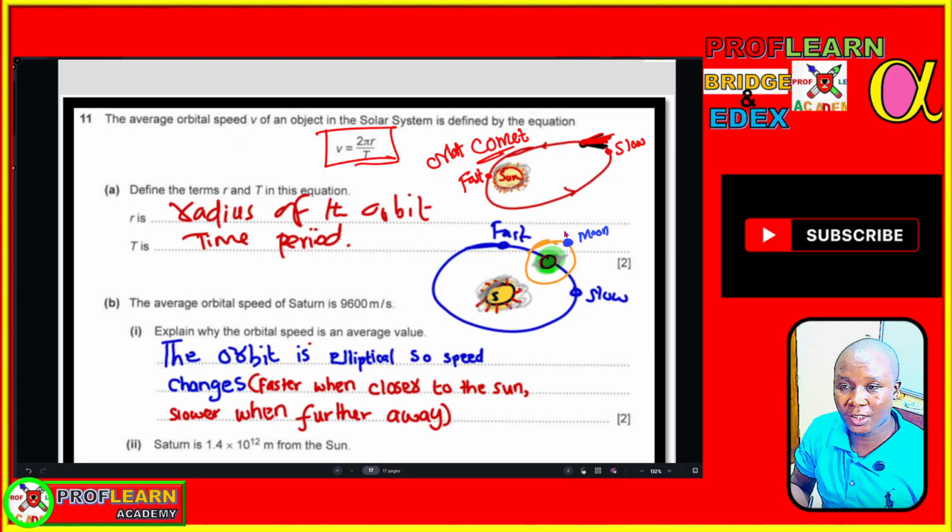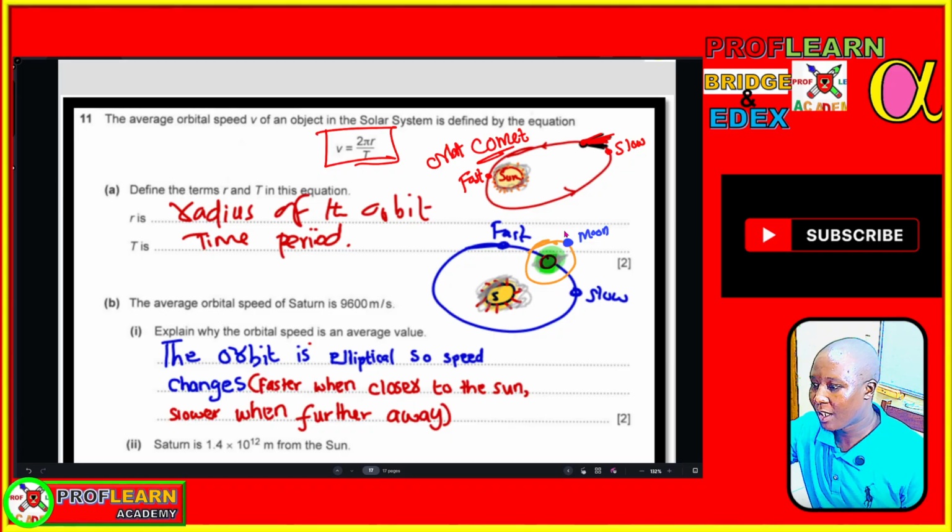For instance, if you're asked for similarities between the orbit of a comet and a planet, both of them orbit around the sun, but that of a comet is more stretched, more elongated. The difference between the orbit of a moon and the orbit of a planet is that the moon orbits around the planet, and its orbit is circular, but the planet orbits around the sun and its orbit is elliptical. So you need to understand that.